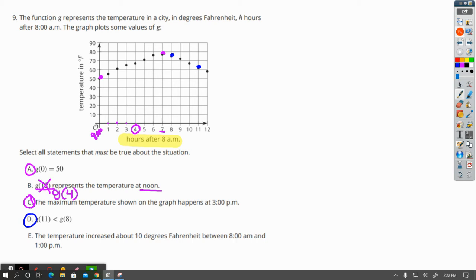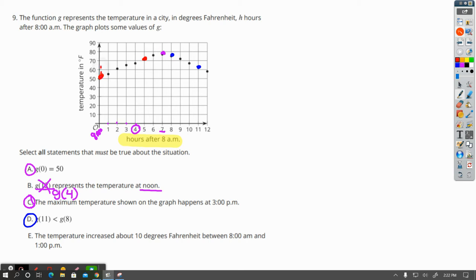and 1 p.m. So 8 a.m. we know is at 0 on the graph, so that's about 50. And then we need to look at 1 p.m. So 4 was noon, so 5 is going to be 1 p.m. And that's a little above 70.